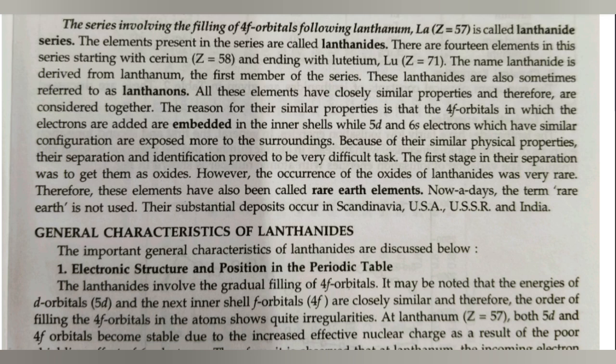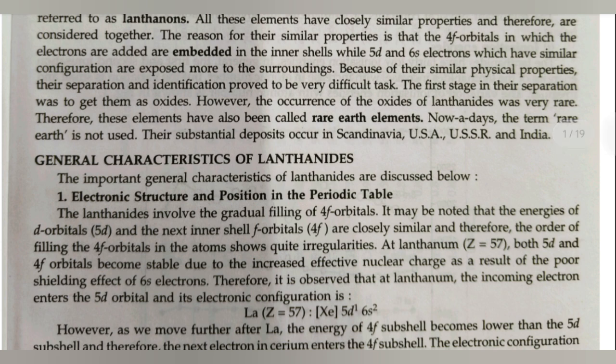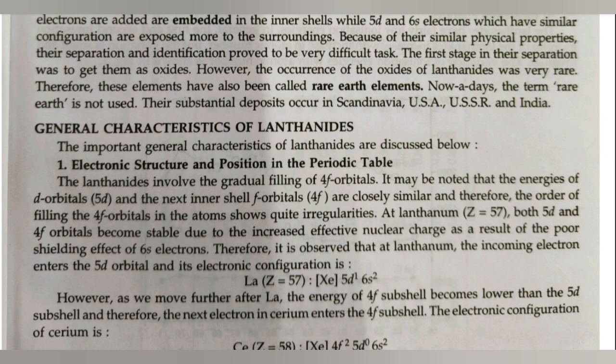The reason for their similar properties is that the 4f orbital, in which the electrons are added, is embedded in the inner shell within 5s and 5p, while the 5d and 6s electrons, which have similar configuration, are exposed more to the surroundings. Because of their similar physical properties, their separation and identification proved to be a very difficult task.